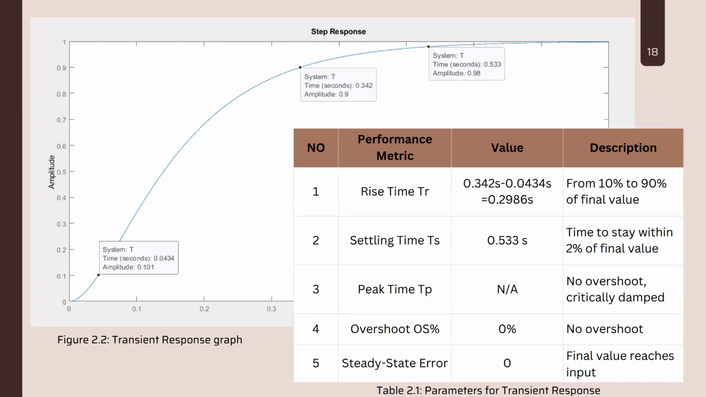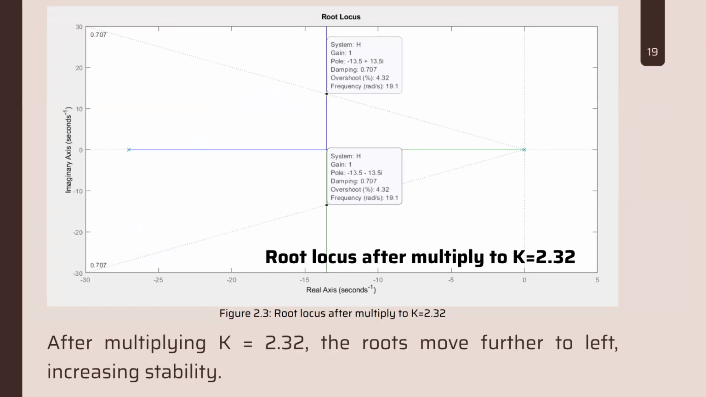Our step response is the same one as task 1, before we apply gain K 2.32. Okay, next slide. This is our root locus after we multiply by K 2.32, where the roots move further to the left, showing the increase in stability.